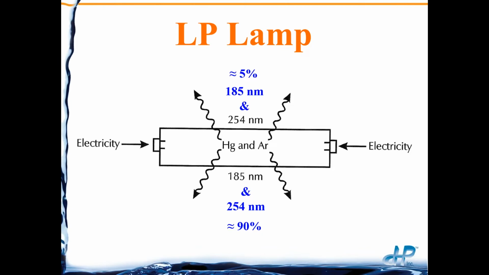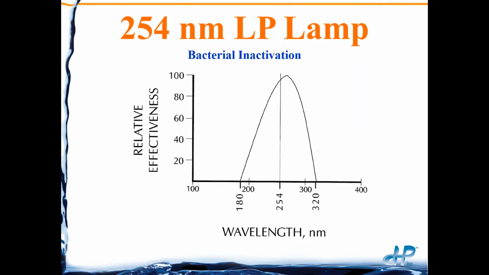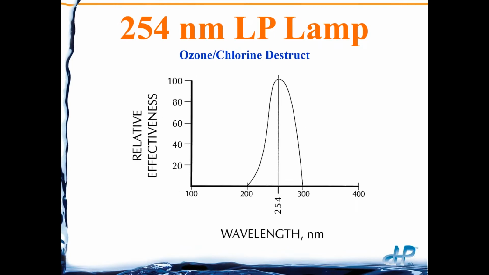So you can see that it says mercury and argon. Well, argon is just a carrier gas. It's not actually producing UV. So if you want a 254 nanometer low pressure lamp, then the manufacturer puts a compound into the quartz of the lamp, and that blocks the 185 from coming out. Then you have strictly a 254 nanometer lamp. And that's going to be good for bacterial inactivation, and that's going to be good for ozone or chlorine destruct.